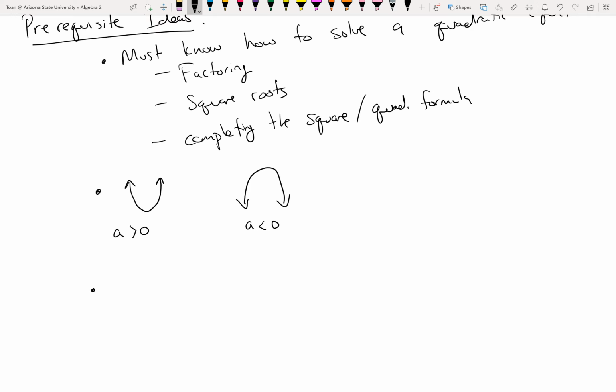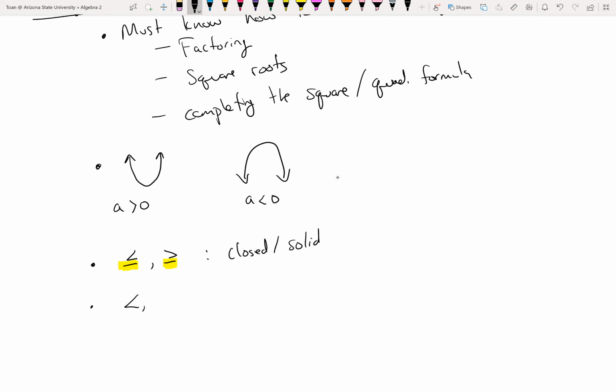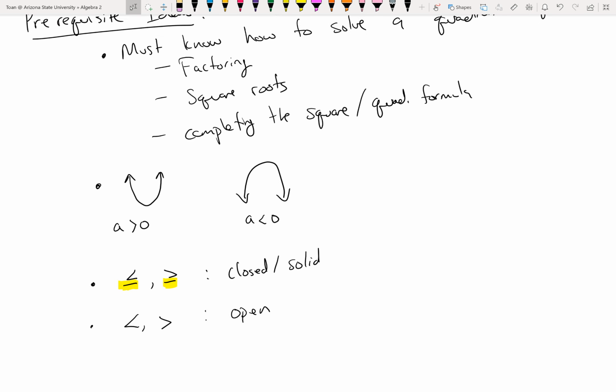We also need to know something about inequalities themselves when it comes to graphing. If your inequality uses an or equals to symbol, we know it will be closed or solid. If it's strictly less than or strictly greater than, it'll be an open graph, an open curve. That's basically it. These last two are basically part of the same group. These are the 3 or 4 ideas that we need to have down cold. If you know these ideas, congratulations, you can solve any quadratic inequality you want.